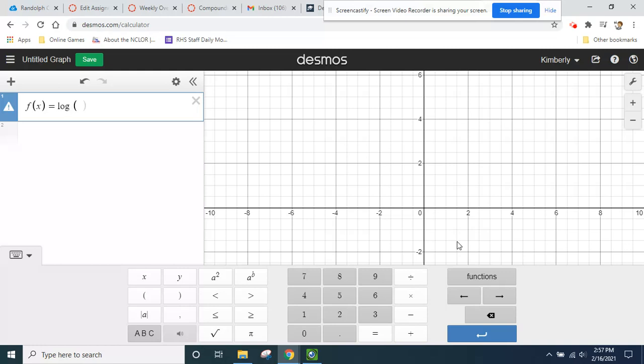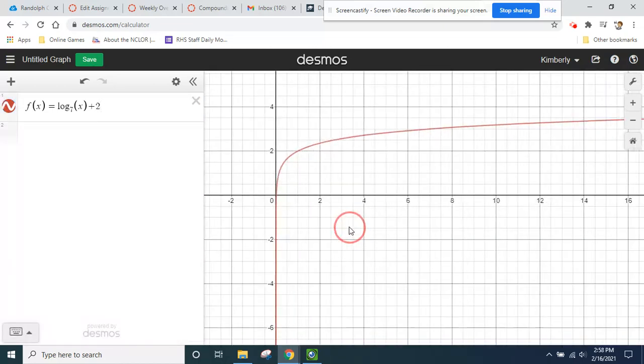Now, if you'll notice, I can put my 7 in. And then I can arrow over to my parenthesis and put in x, but then I'm going to go outside that parenthesis to put the plus 2. All right. Now, you can see that we have a graph. I'm going to minimize that keypad. You can see we have a graph that does this.